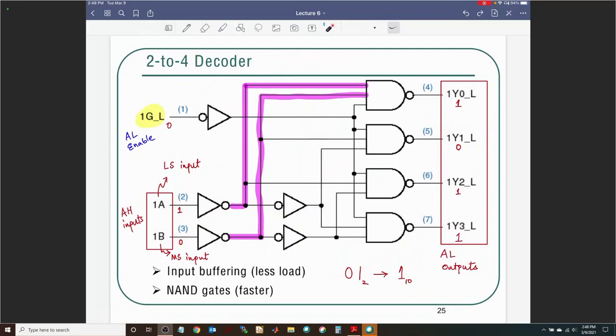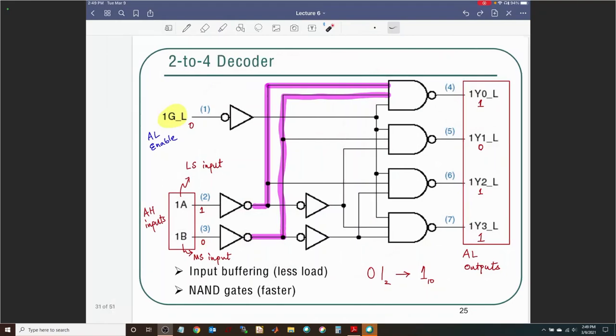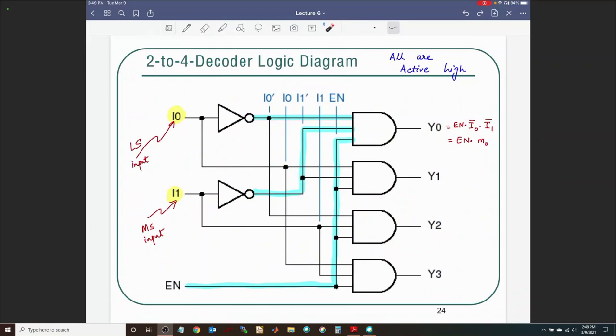All right, so let's talk about these two points here at the bottom. Input buffering and NAND gates, right? NAND gates are universal gates with fewer transistors, which leads to a smaller gate delay, hence faster. That's why we are using NAND gates as opposed to AND gates, right? The only difference between this slide and the slide before that is we have added 4 bubbles at the output, and then we have called the outputs Y0_L and so on, all of them active low. That's how we got to this.